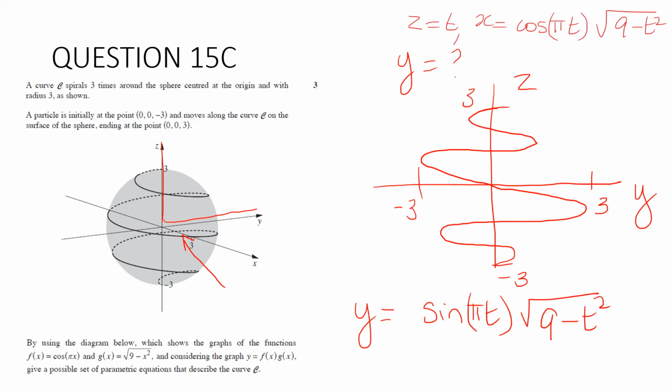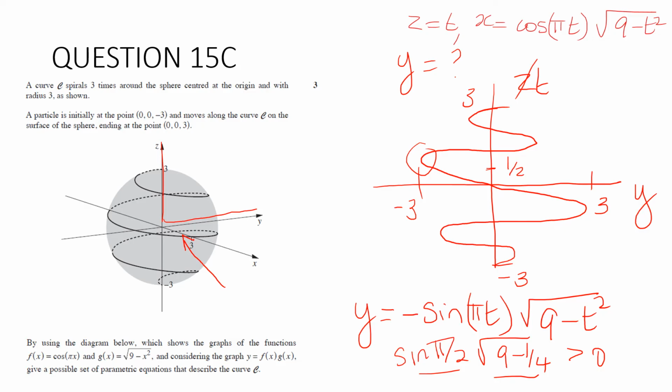But before we sign off on this question, we should check one thing. Is it going to be positive sine or negative sine? And the easiest way to do this is just to check a point. So I'm going to pick, remember this is t here, I'm going to pick, say, a half, and I'm looking for a negative value for y. So when I substitute it in, I'm going to get sine of pi on 2, square root of 9, take away a quarter. Well, that's positive, and so is that. This is positive. And so y is going to be equal to negative sine of pi t square root of 9 minus t squared.